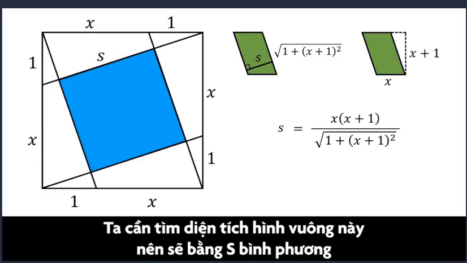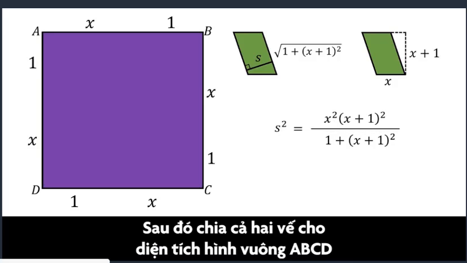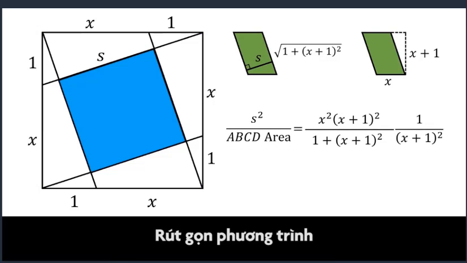We want the area of this square, which will be equal to s squared. We then want to divide it by the area of the entire square ABCD. We thus take the ratio, we'll then cancel out the x plus 1 squared terms, and that'll leave us with the fraction of the square that's shaded in blue.